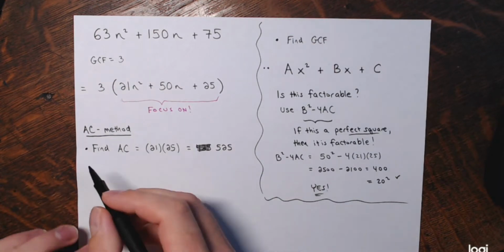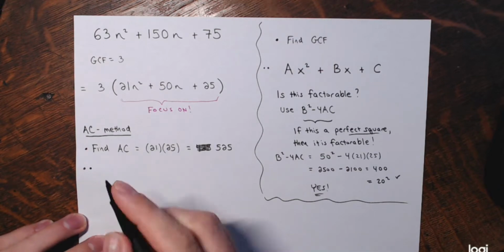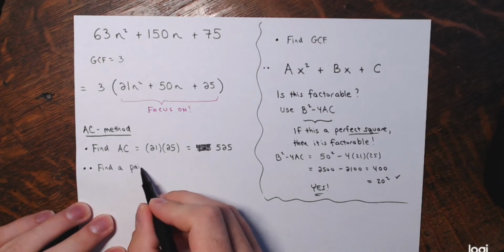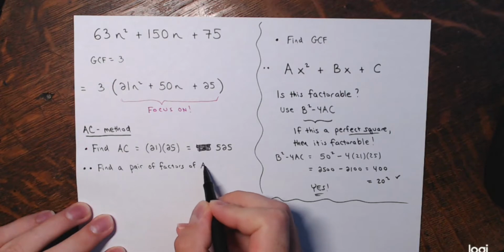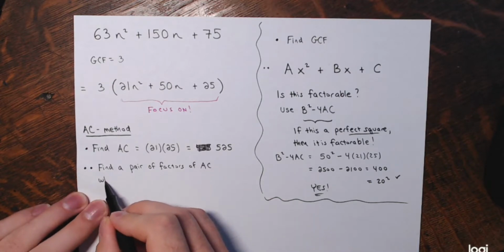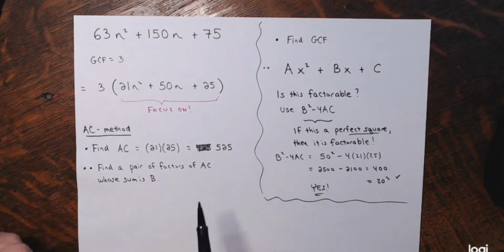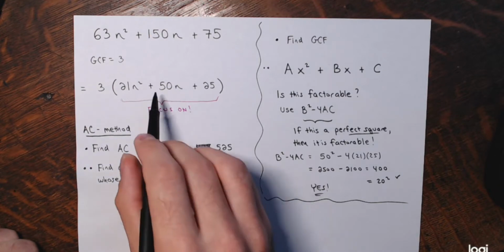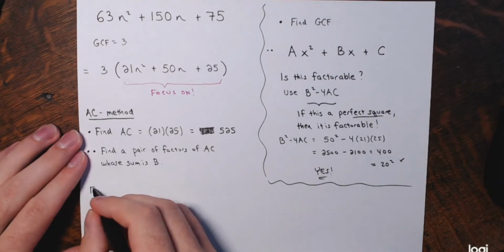All right. So I found AC. Next. Now this is probably the trickiest part. Find a pair of factors of AC whose sum is B. So I'm trying to find a pair of factors, numbers that multiply to be 525 but add up to be positive 50. So you could do this if you wished. I'm going to make a little table, a little chart.